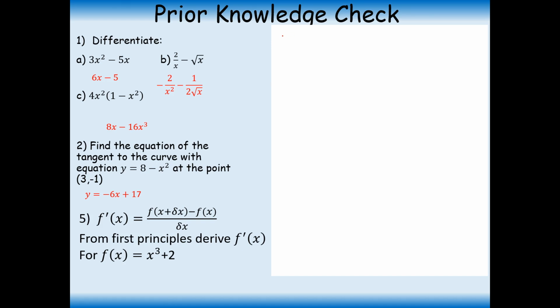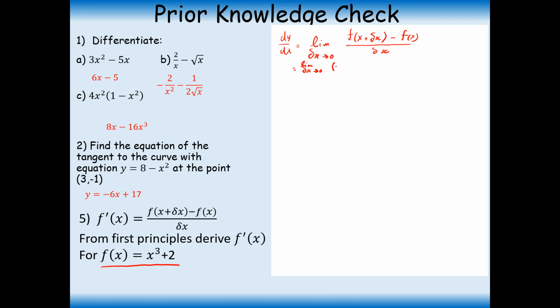So if you remember, dy by dx is the limit as delta x approaches 0 of f of x plus delta x minus f of x all over delta x. So we're going to use this formula over here. So we'll have the limit as delta x approaches 0 of, I'm gonna open a bracket.